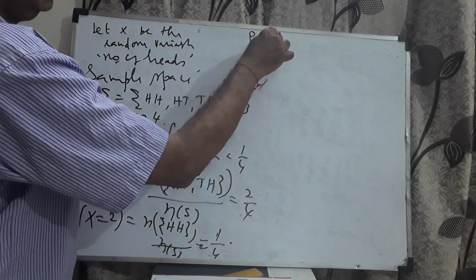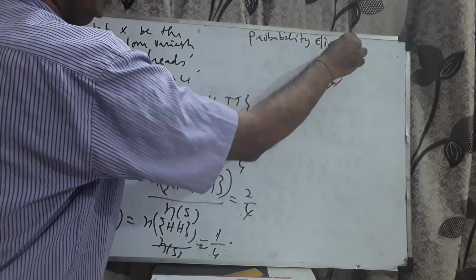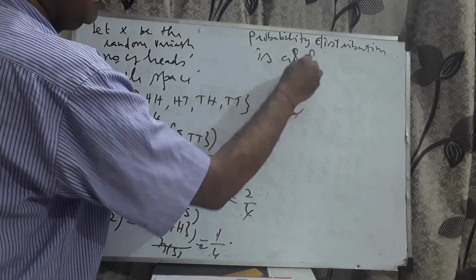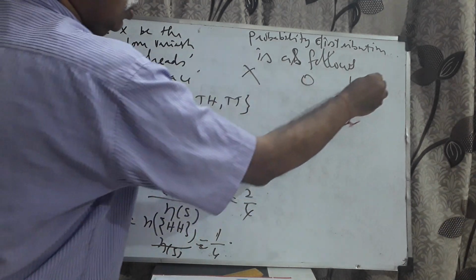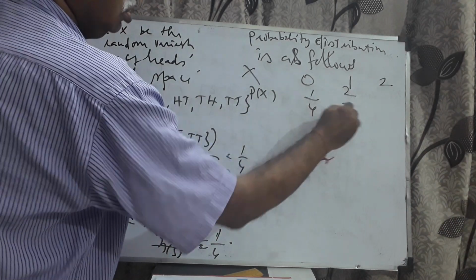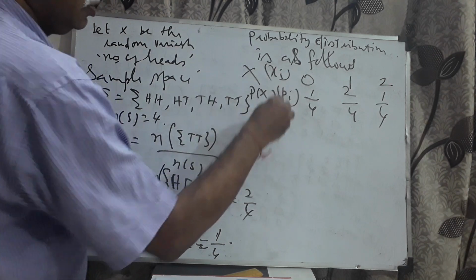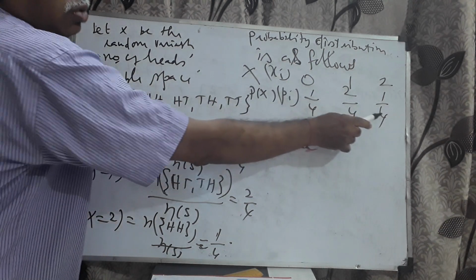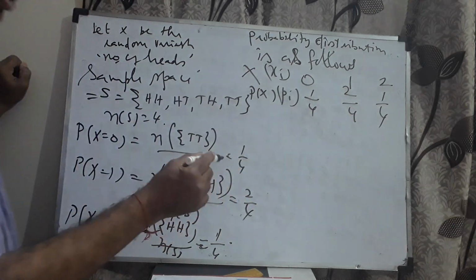If we write this down as a tabular column, that is called the probability distribution. The probability distribution is as follows: x is 0, 1, 2, and the corresponding probabilities are 1 by 4, 2 by 4, 1 by 4. I call this xi and this pi. There is a way to check your answer: the sum of the probabilities in any probability distribution should always be 1. Check: 1 plus 2 is 3, 3 plus 1 is 4, and 4 by 4 is 1.